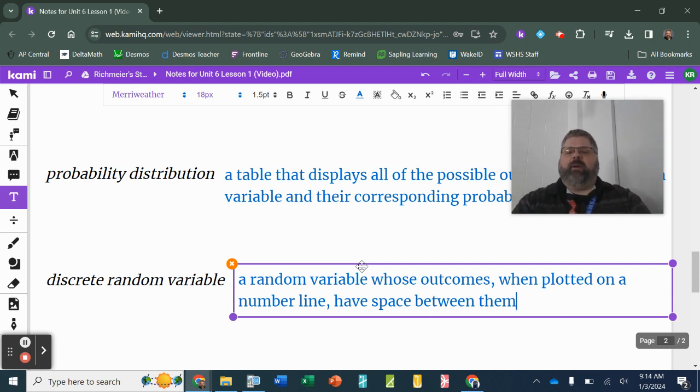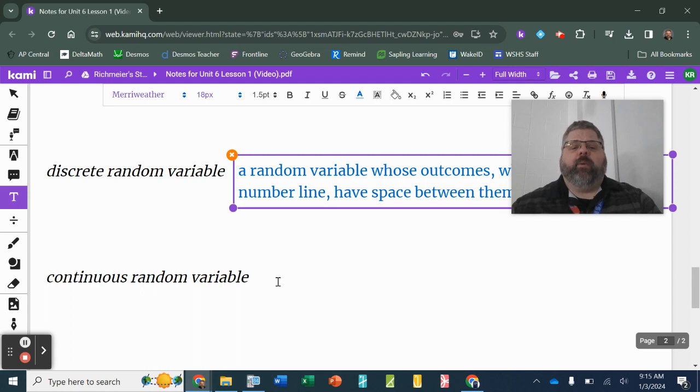So in other words, if I were to plot the outcomes for the number of siblings on a number line, I'd have 0, 1, 2, 3, 4. And in first block, we got all the way up to 8. We had one student that had 8 siblings. But between 0 and 1, there are numbers that are not outcomes for that random variable. Between 1 and 2, there are numbers like 1.5, 1.75, 1.8, 1.1, that are not outcomes for that random variable, because the random variable is representing the number of siblings. So that makes the number of siblings a discrete random variable.